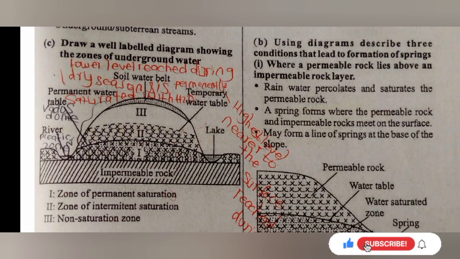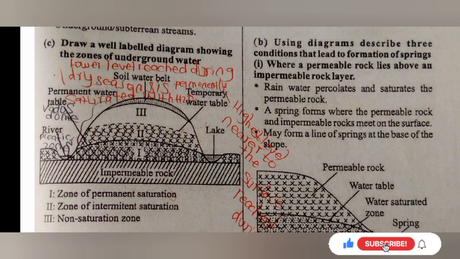So zone number 3 is the zone of non-saturation. This is the zone that is immediately below the surface of the earth. It is a permeable layer, which simply means it allows water to infiltrate, and water passes through but never remains in the pores for a long time in order to saturate the rocks. And it is also what we refer to as a soil water belt. So that is the diagram showing the zones of the underground water.